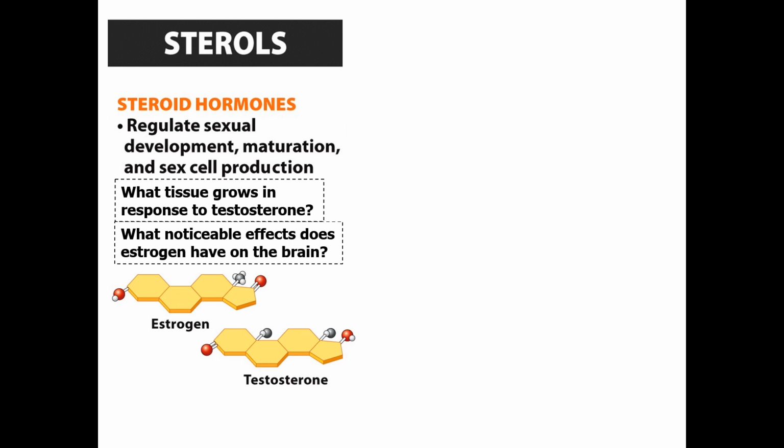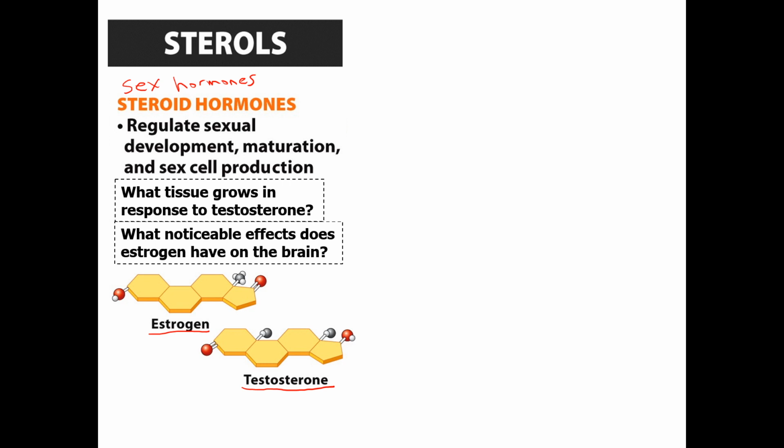So let's talk now about some of those hormones that are based on cholesterol. These are called steroid hormones, or they're also called sex hormones. And that's because these two hormones, estrogen and testosterone, help to regulate sexual development and sexual functioning, and the production of our sex cells, ova or eggs, and sperm.